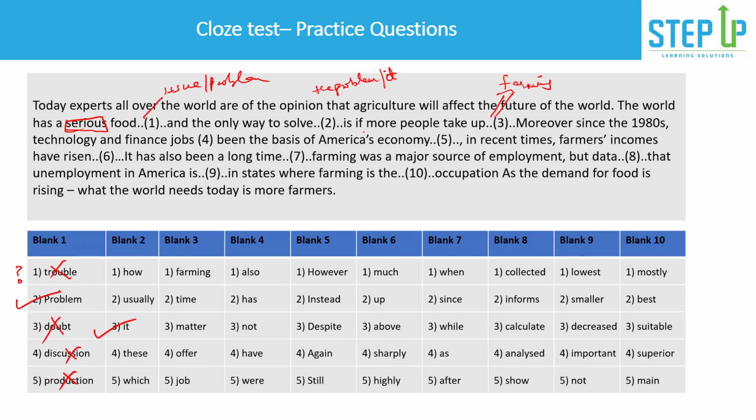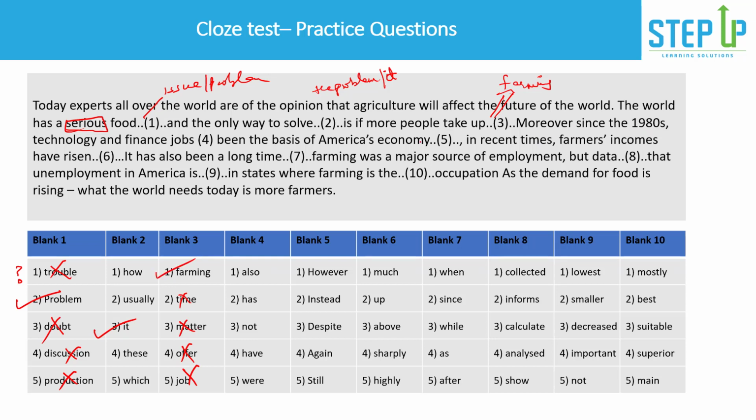The only way to solve it is if more people take up time. Take up time for what? Take up matter in their own hands or something would have been still fine, right? But here it doesn't. Take up offer, job, no. Take up what job? Take up farming.